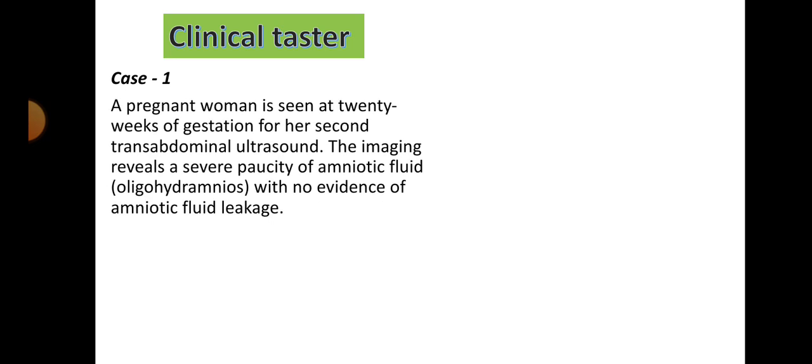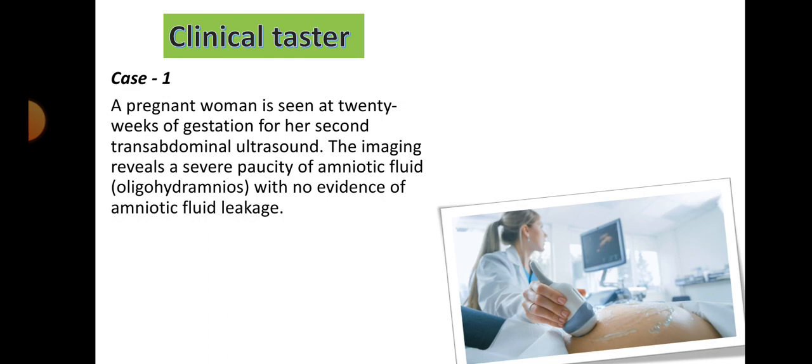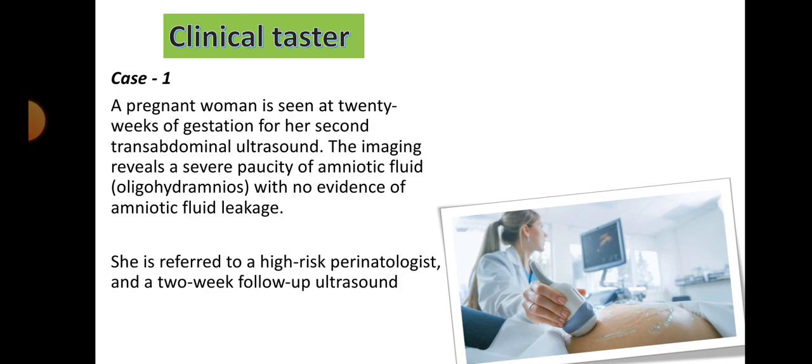Let's begin today's study with the clinical teaser. I am presenting to you a case of a woman of 20 weeks gestation who has visited the hospital for her second transabdominal ultrasound. The imaging reveals less amniotic fluid, that is oligohydramnios, and this patient shows no evidence of amniotic fluid leakage. Less amniotic fluid, the case is, and no fluid leakage. So she is further referred to a high-risk perinatologist for a 2-week follow-up ultrasound.